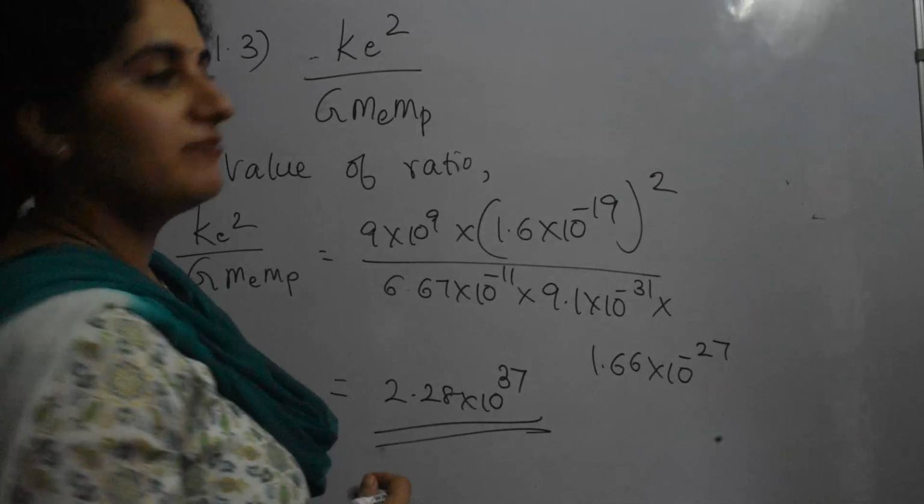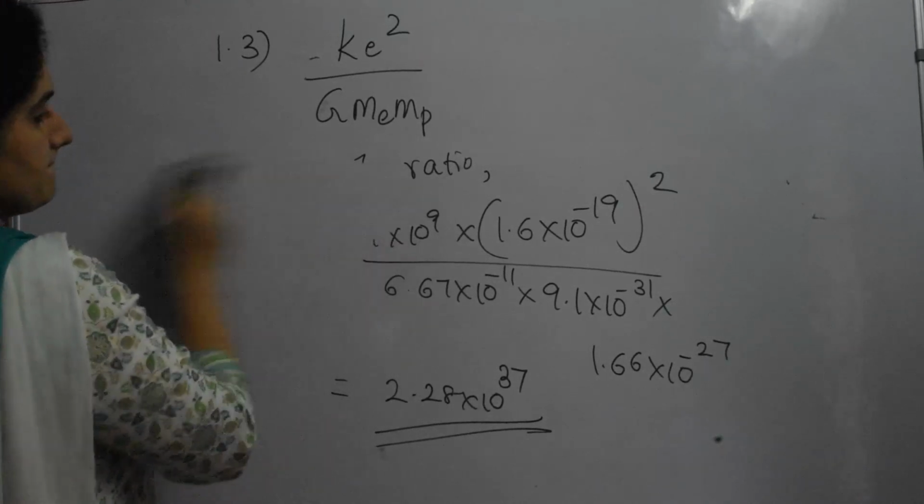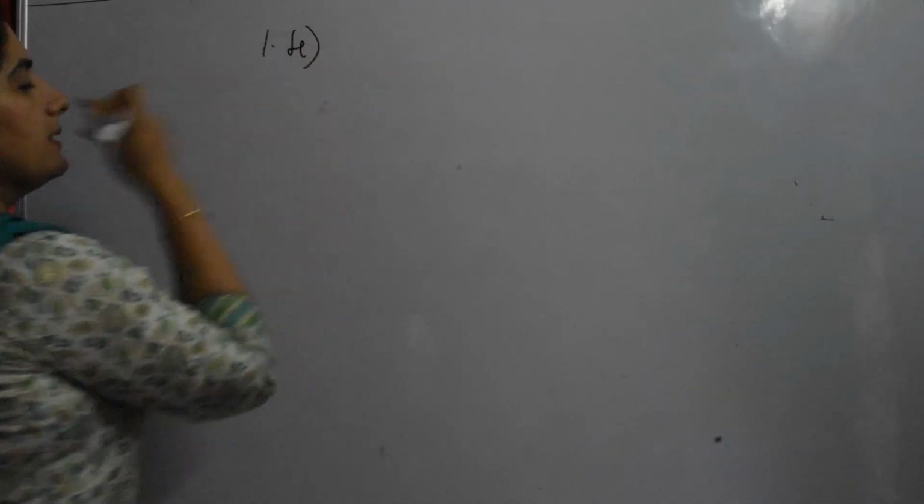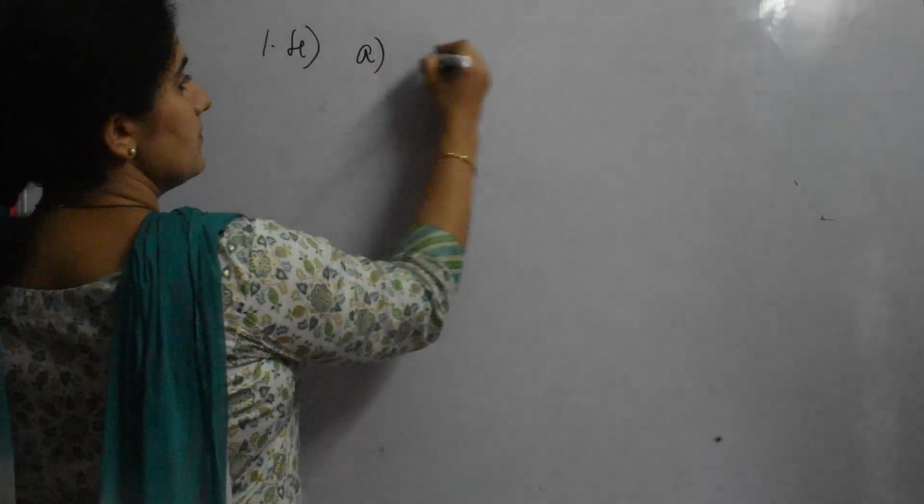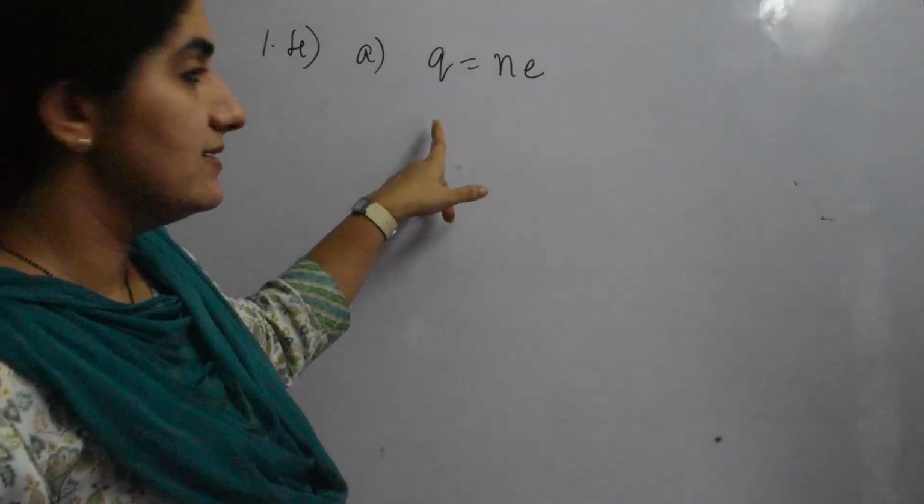Next question, 1.4, exercise 1.4, is a theoretical one. Explain the meaning of the statement electric charge is quantized. So under the properties of electric charge we have studied this property.